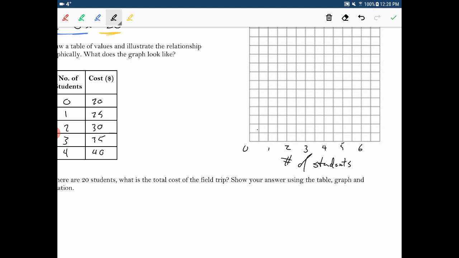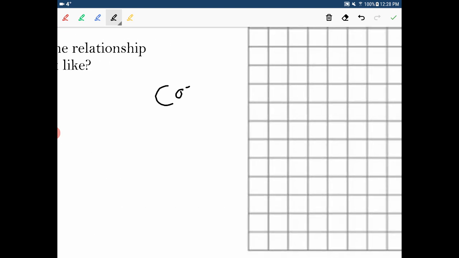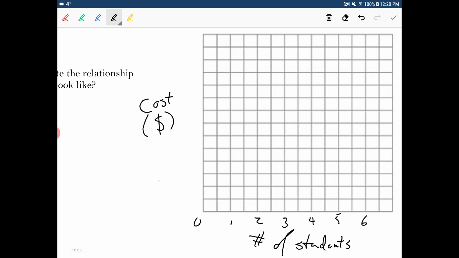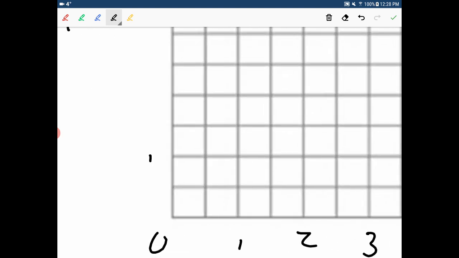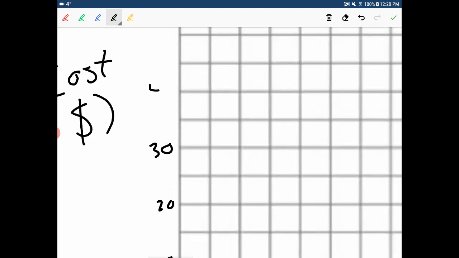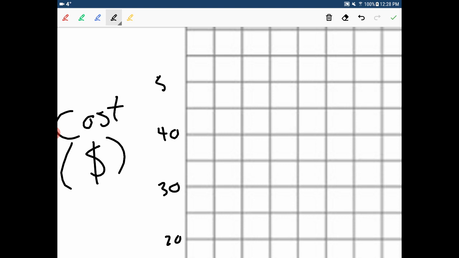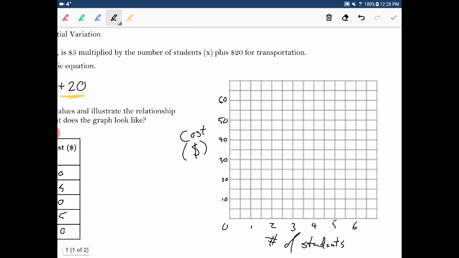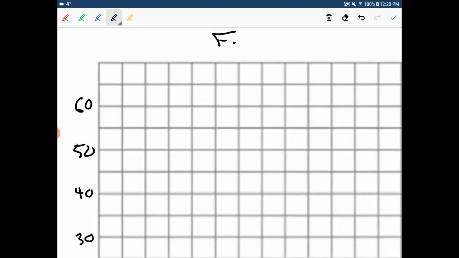Okay, so we'll have cost over here, and that'll be measured in dollars. And I'm just going to go up by tens every other block, so I guess I'm technically going up by fives, but 30, 40, 50, 60. That looks good. Okay. Well, I guess we should give it a title. We'll call it field trip.